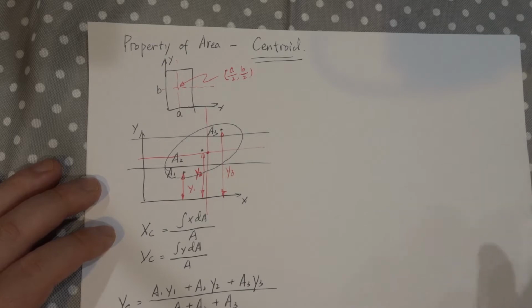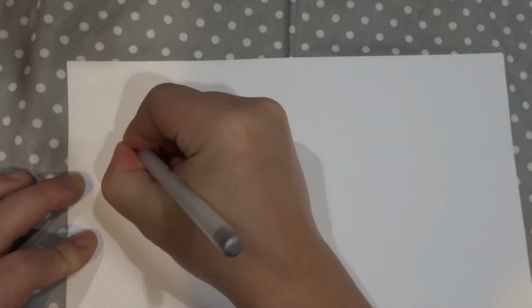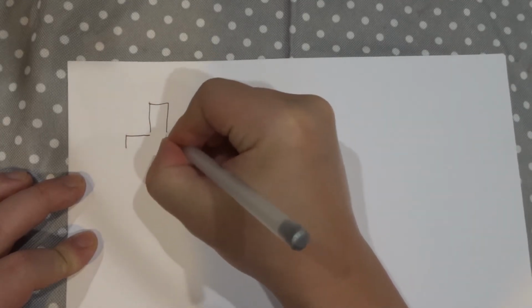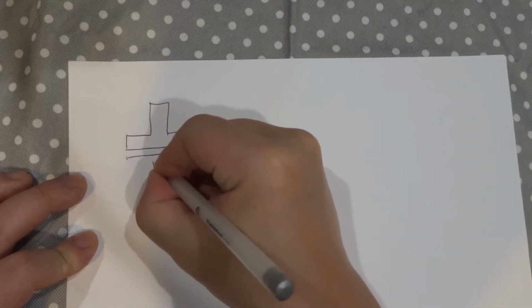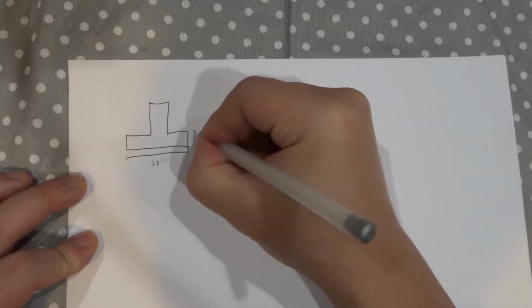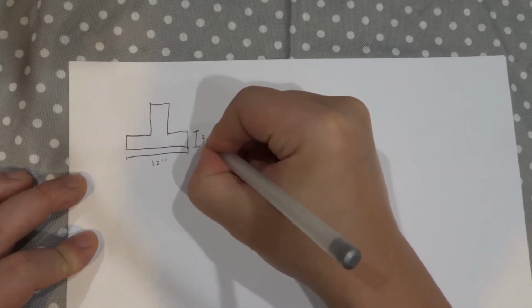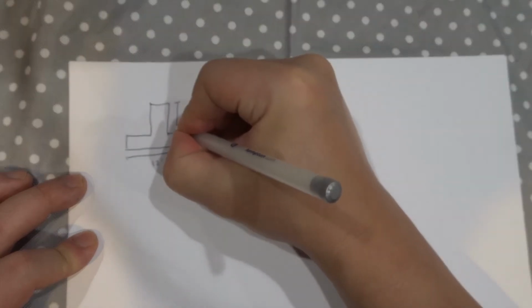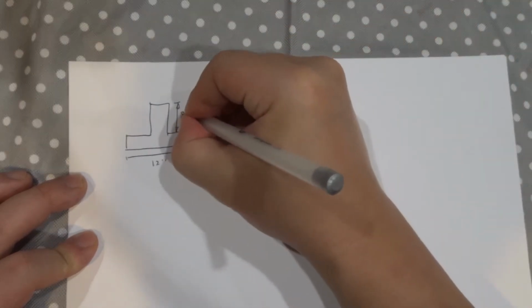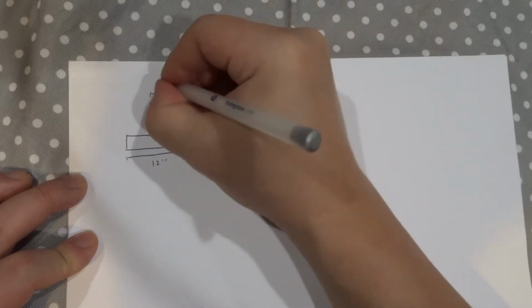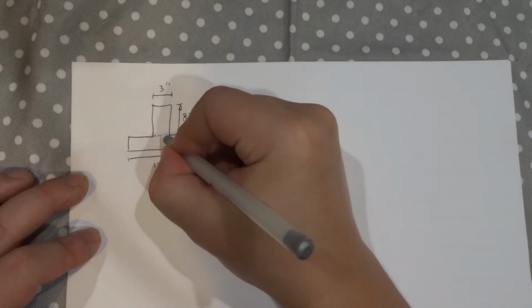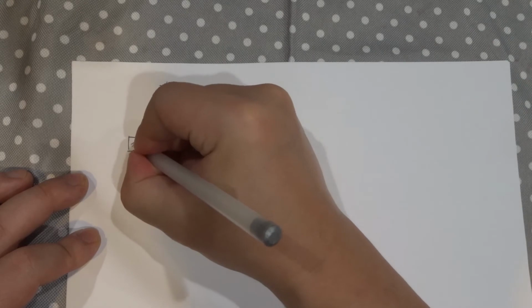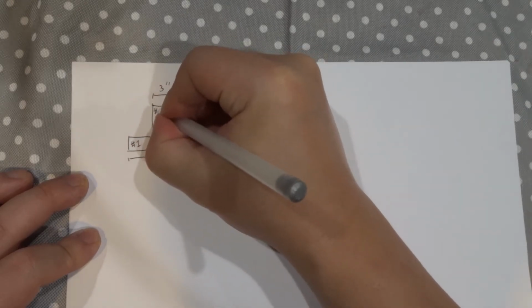What if we have a more defined shape? Now let's look at a T shape, for example. I'm just going to randomly define one. I'm going to say the bottom width is 12 inches. The thickness of the bottom piece is 3 inches. The height of the web, let's call it 8 inches, and the width of the web, let's say 3 inches. And then I'm going to break it up into 2 pieces. I'm going to say this is number 1 and this is number 2.